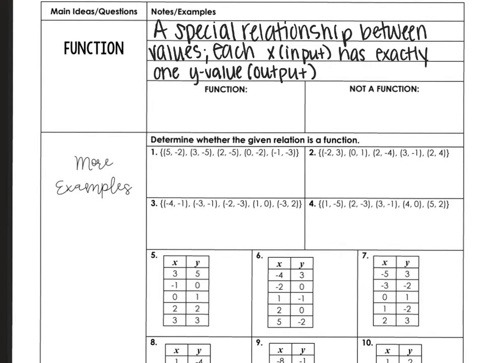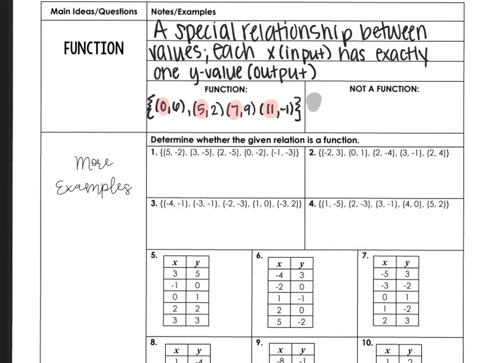So this would be an example of a function. If we have (0, 6), (5, 2), (7, 9), and (11, -1). And the reason why this is a function is because all of our x values are different. None of them repeat.